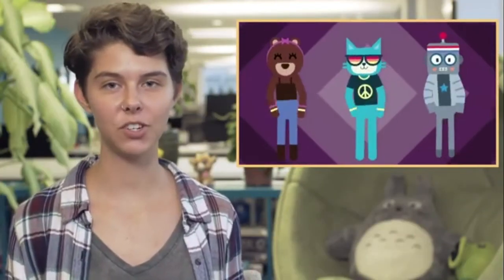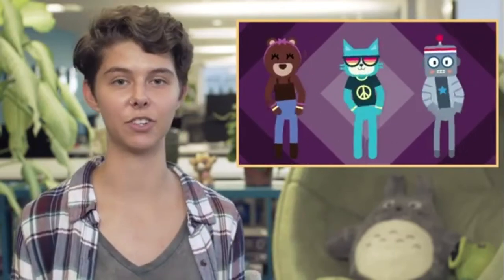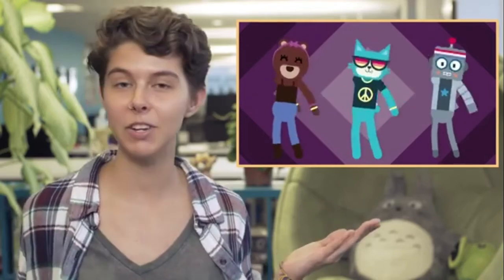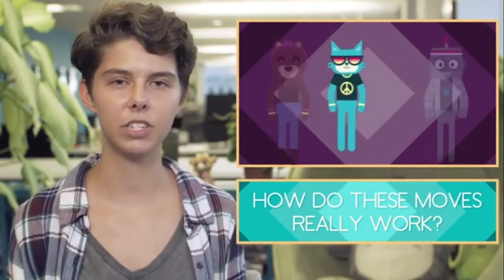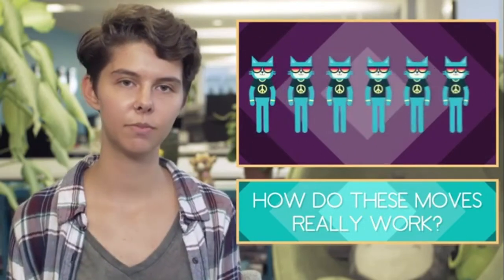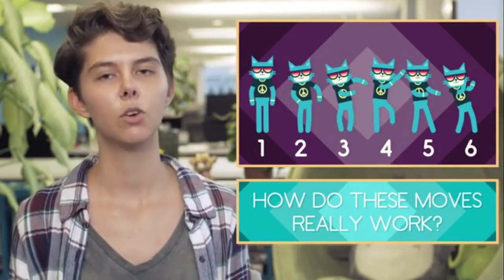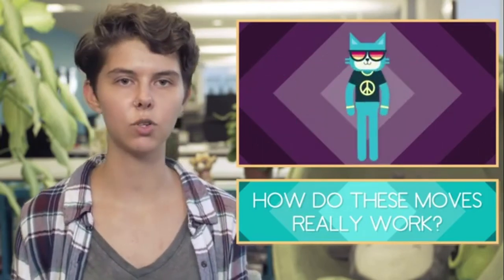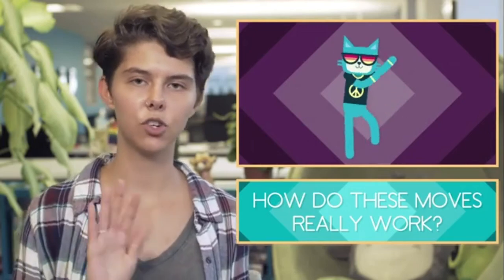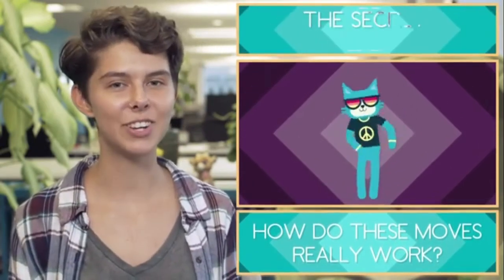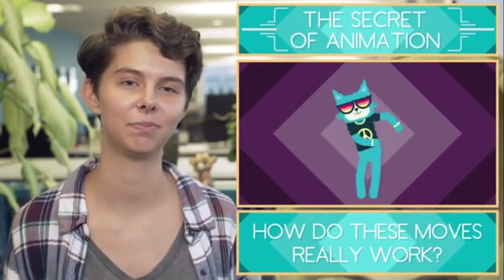So far, you've had a chance to play with some different types of dancers, and you've programmed them to do different types of dance moves. But how do these moves really work? Every dance move is made up of a series of images called frames. Each frame is slightly different from the one before it. When your program runs, the computer shows one frame after another. They're shown so fast that it looks like the dancer is moving. This is the secret behind all animation.